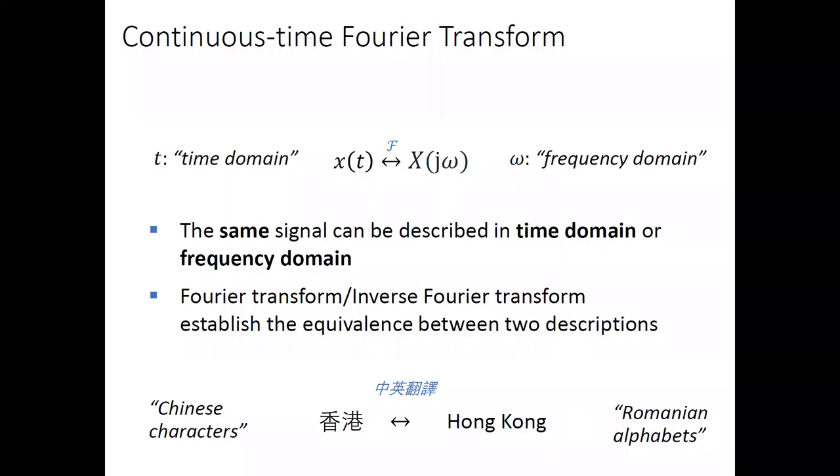And some additional remarks for this Fourier transform. Either x of t or capital X of j omega, they are descriptions of the same signal, just in different domains. So both sides are describing the same signal, and therefore it's a kind of equivalence. It's analogous to this word Hong Kong that you see. You can represent it in the domain of Chinese characters, which reads Xianggang, or you can represent it in the domain of Roman alphabets, which is its English name, Hong Kong. But both words are describing the same city, the same object. And the Fourier transform is analogous to this Chinese-English translation here.